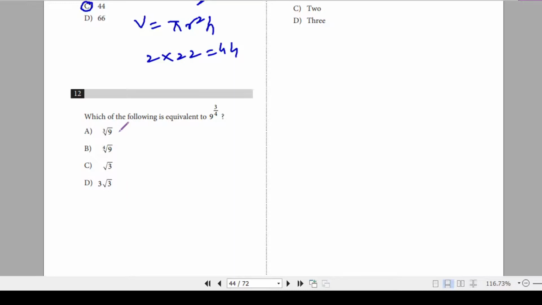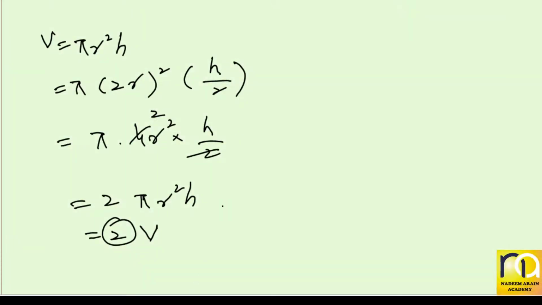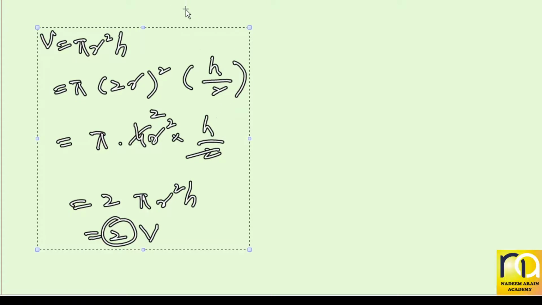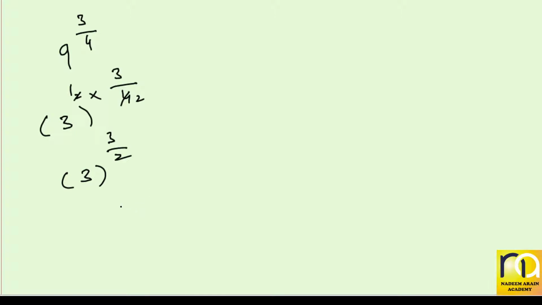Question number 12 is, which of the following is equivalent to 9 power 3 over 4? Alright, I can write this as 3 squared, and this will be 3 power 3 over 2. Now, this 3 power 3 means there are 3 times 3. And this 1 over 2 simply means under root.